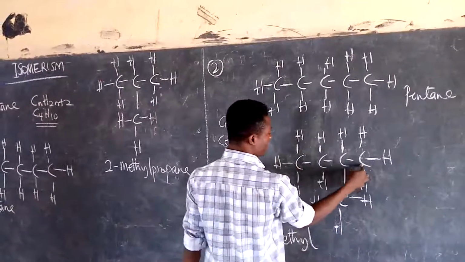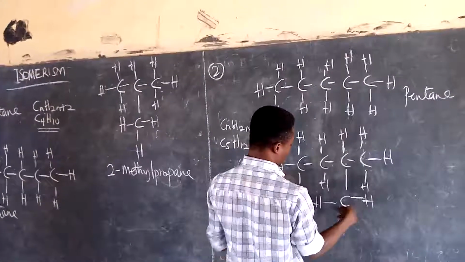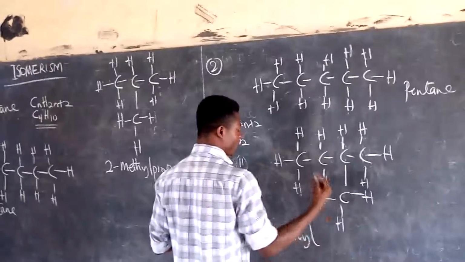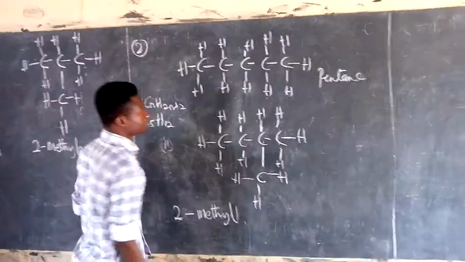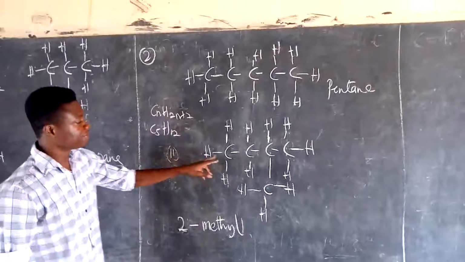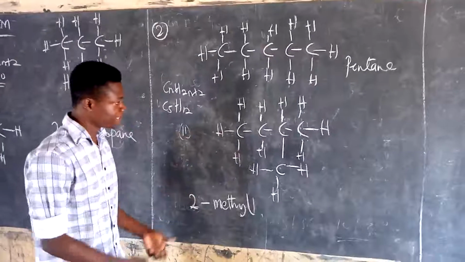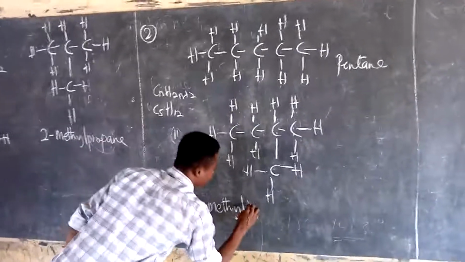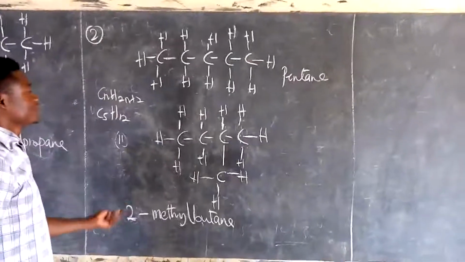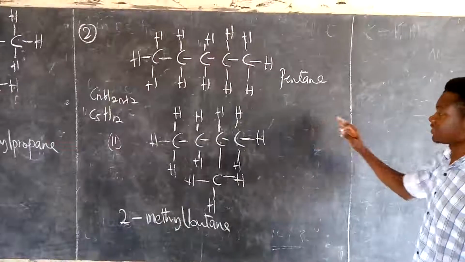Then count the carbons of the longer chain. 1, 2, 3, 4. Or 1, 2, 3, 4. Or 1, 2. So even this one is not part of it. So the longer chain is just 4. So now the longest hydrocarbon chain here is 4. So the name becomes butane. So we say 2-methylbutane.